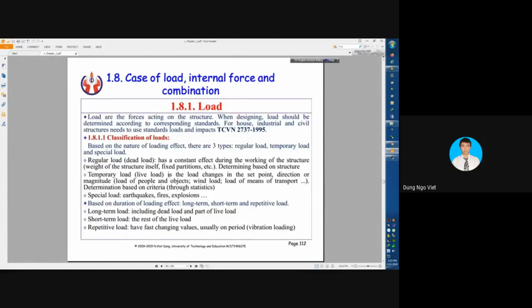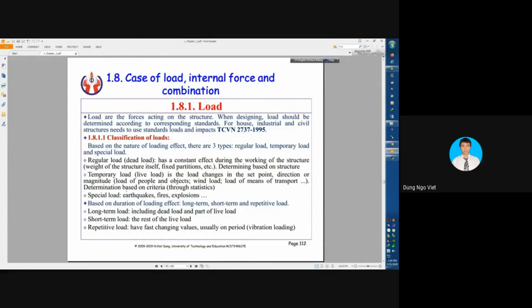Next is part 1.8, concepts of loads, internal force, and combinations. At first, we consider the loads. Loads are the forces acting on the structure. When designing, loads should be determined according to the corresponding standards. For houses, industrial, and civil structures, we need to use the standard for loads and impacts, TCVN 2737/1995.